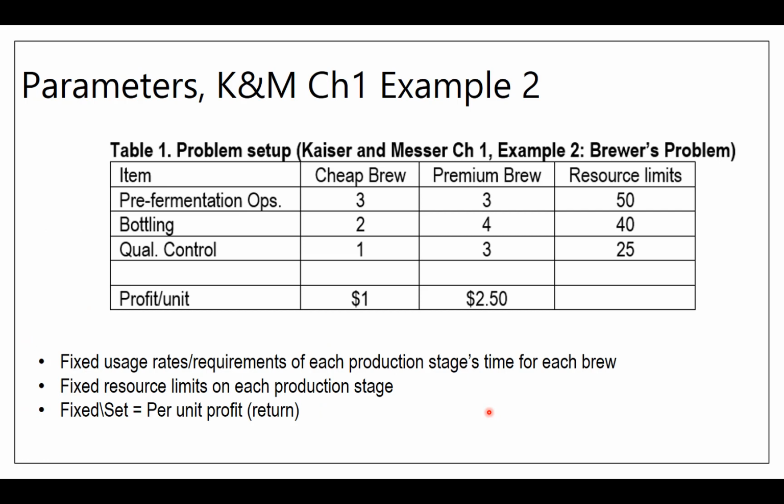Okay, our problem setup looks like this. Again, it is one of the examples. It's example 2 in chapter 1 of the book. I've talked about it a little bit in class already: this cheap versus premium brew. It's a brewer who has two products. The products both take up resources, and in terms of resources, we're talking about assembly lines or production lines.